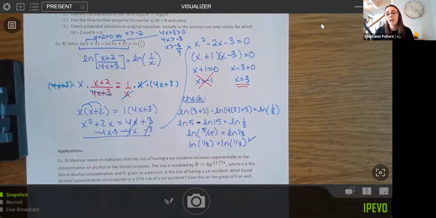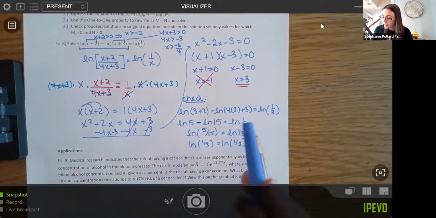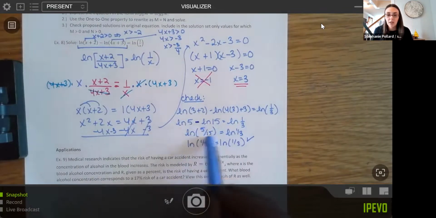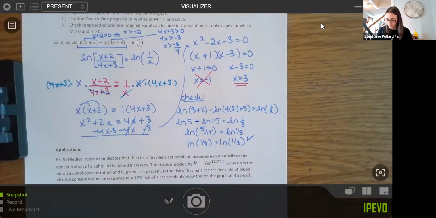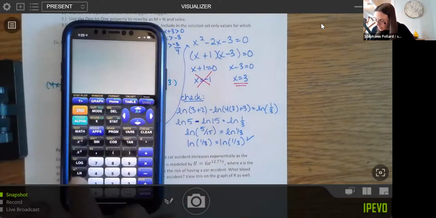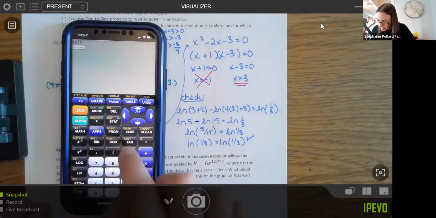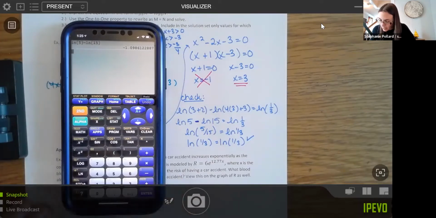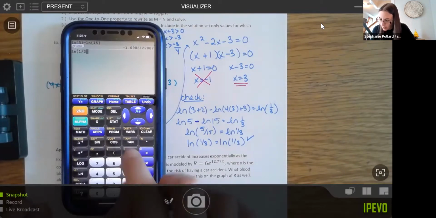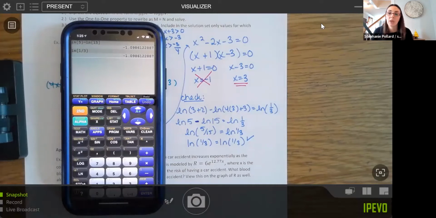You could also use your calculator here to check. So let's say you got to this point and you didn't recognize that you could put these back together. You could use your calculator. So if I plug in the natural log of 5 minus the natural log of 15, I get that value. And if I plug in the natural log of 1/3, I get the same value. So I can also check using my calculator and making sure that I get that true statement on both sides.